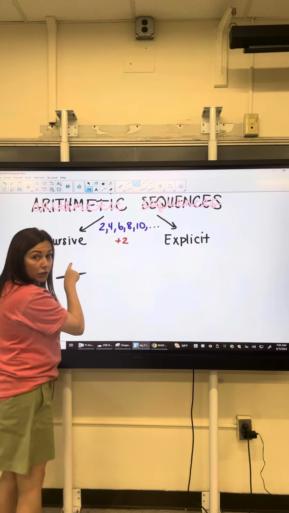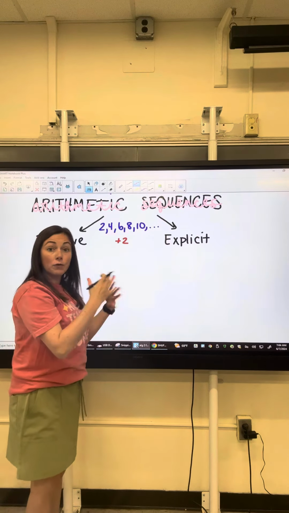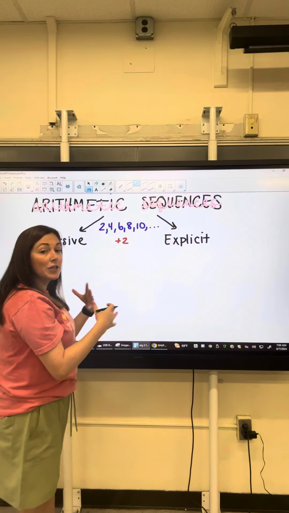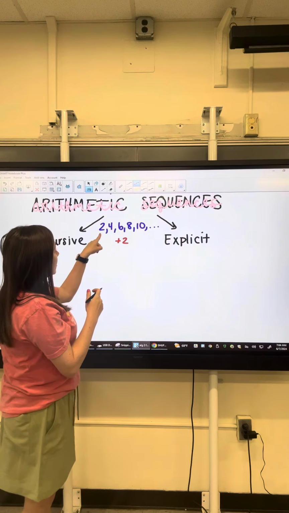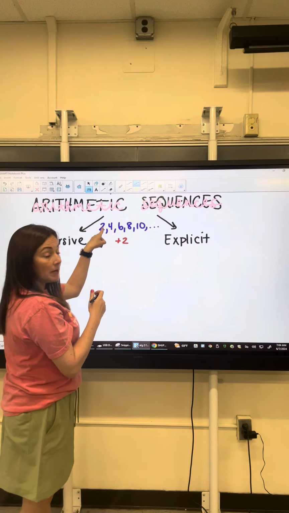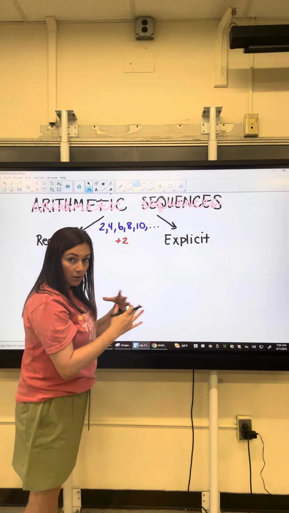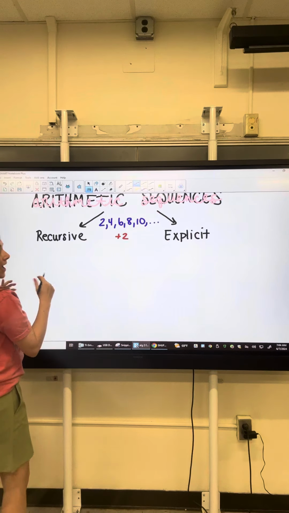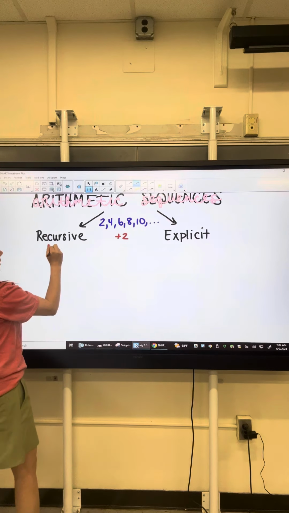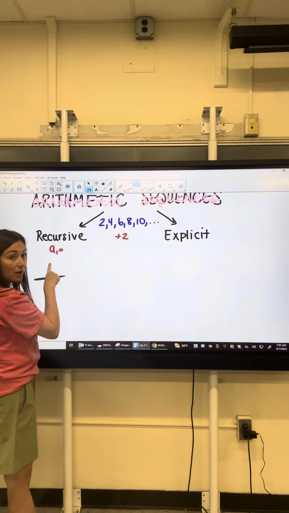Okay, so recursive, that means you're kind of giving them a roadmap, okay? So if you're explaining to someone what the pattern is, you're saying you take the previous term, add 2. Take the previous term and you're adding 2, okay? So your roadmap has to look something like this. You have to identify the first term. So a sub 1 means first term.